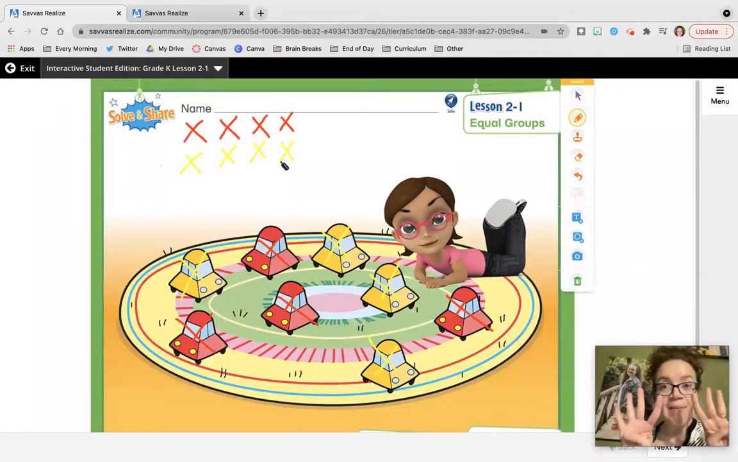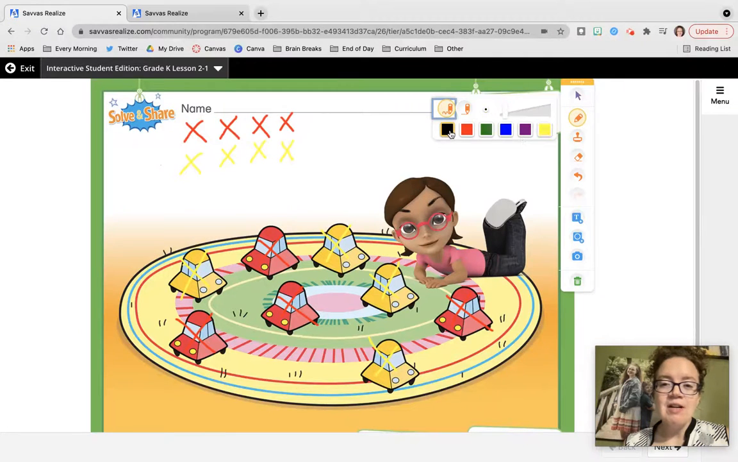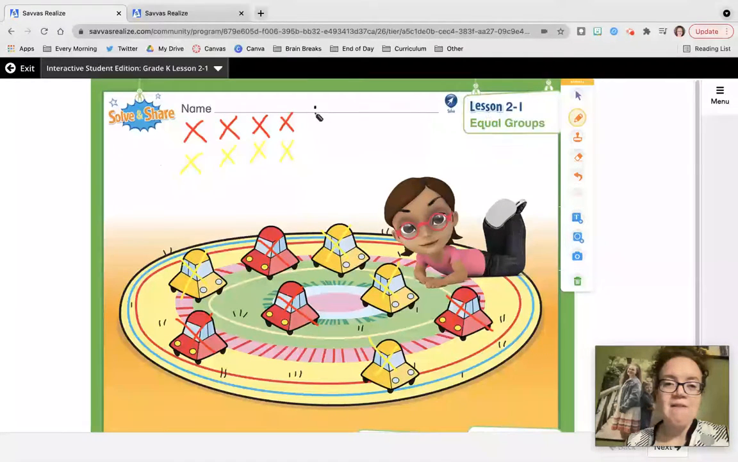They are the same. So the word we use in math is they are equal. They are equal to each other. I'm going to write the number 4 so that I know that there are 4 red and 4 yellow. They are the same. Now let's take a look at our math video.